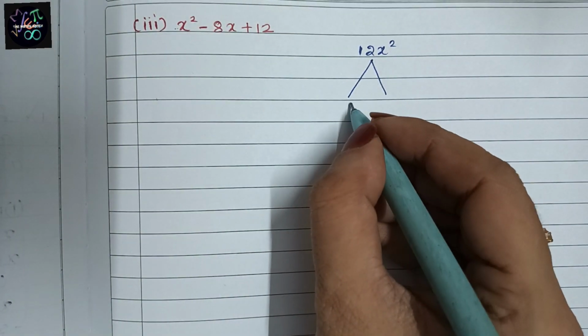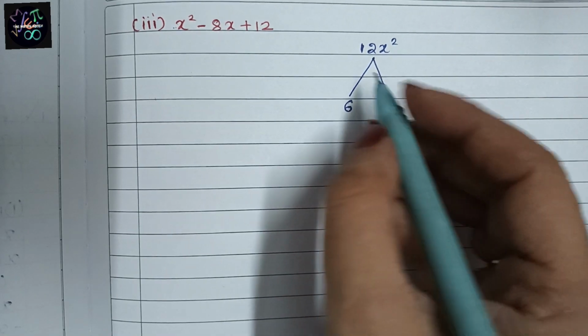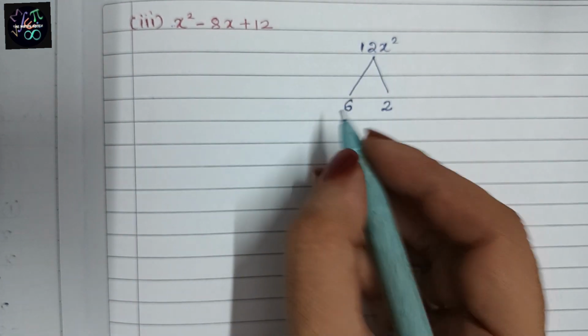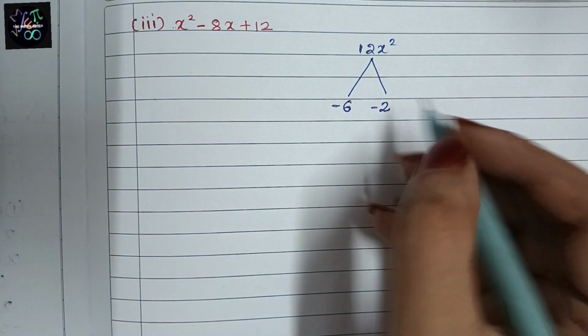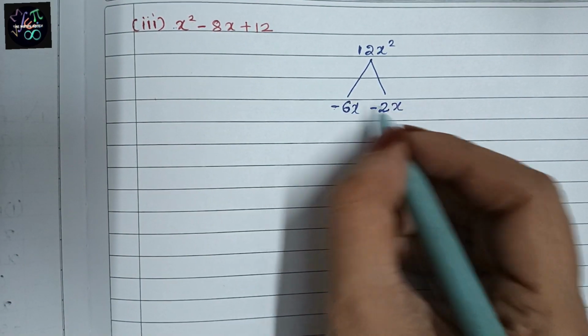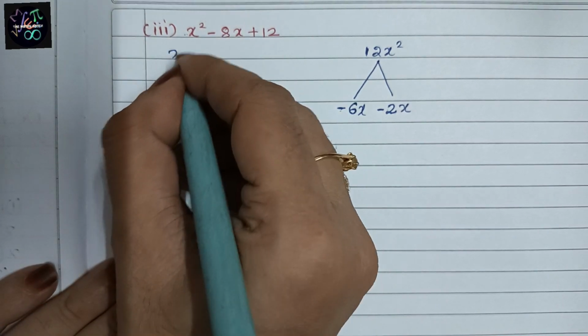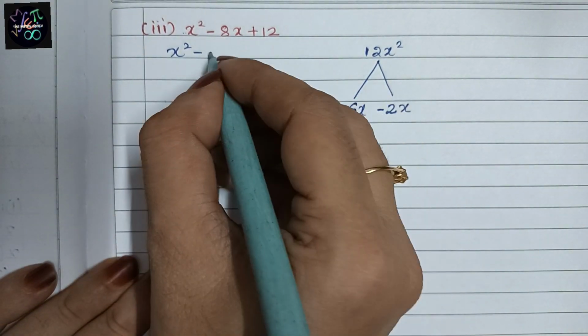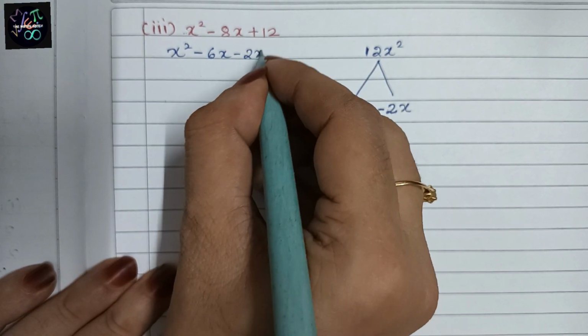Another is 6 2s are 12. Okay, but we want minus, so minus 2 minus 6. Minus 6 minus 2 is minus 8. So we got the answer. Minus into minus is plus. So x square minus 6x minus 2x plus 12.